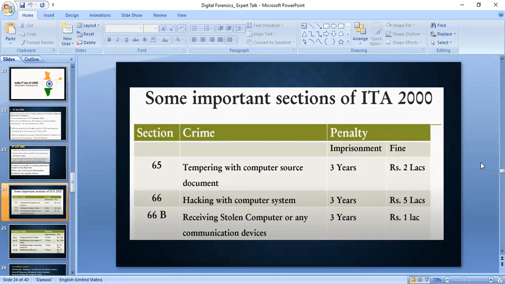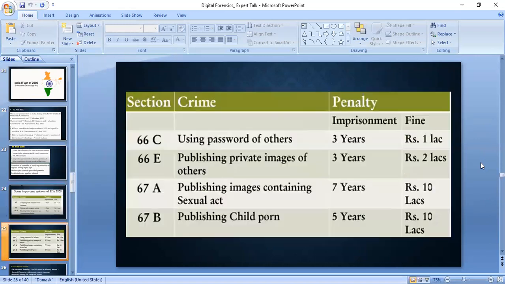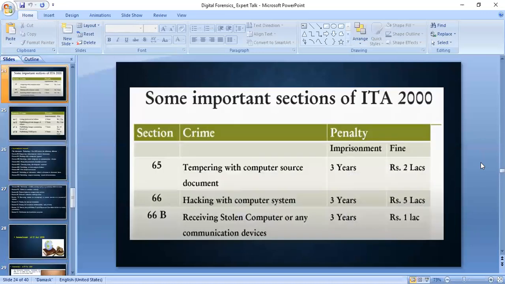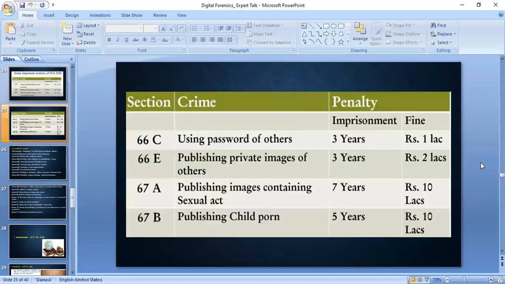Receiving stolen property: I specifically chose these sections because they are regarding cyber crime. These are 65, 66, 66B, 66C, 66E and so on. These are the different types of sections related to cyber crime. For each and every crime, we have a penalty, in terms of jail and in terms of fine also. Next.